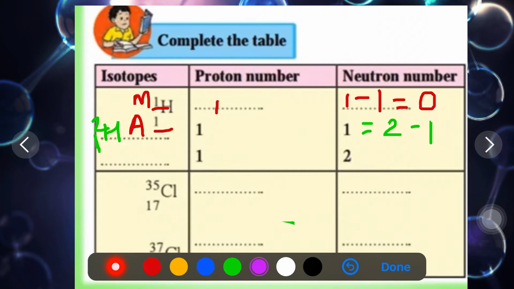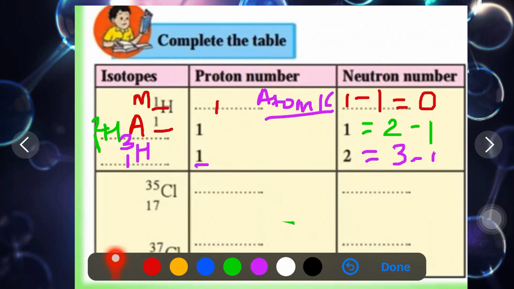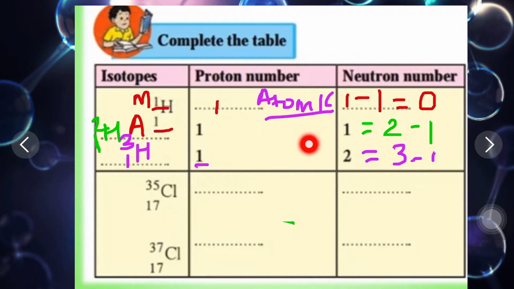And the last H, down will be 1 only because it is the atomic number, and above will be 3, which is the mass number. So proton number is again 1. Proton number is nothing but your atomic number, students, don't forget that. So it is the same, it is not going to change. So 3 minus 1 will be 2. I hope you all understood. Now, by applying the same rule, you are going to solve the below column, that is chlorine.